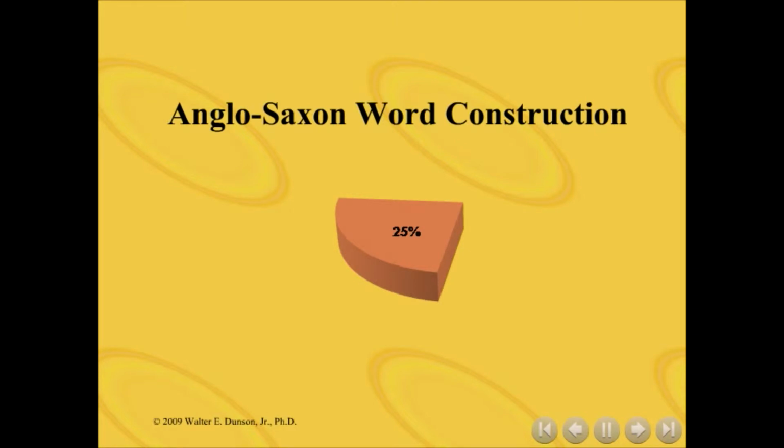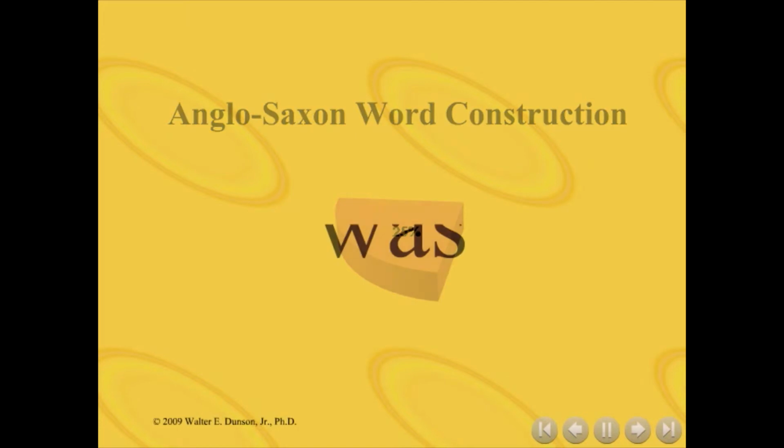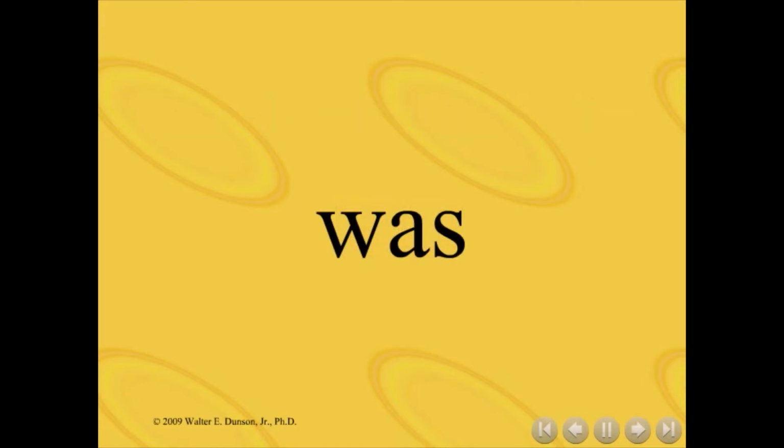Anglo-Saxon word construction lays the foundation for reading skills in the English code. This sequence is a classic example. Please note that it ends with a consonant, which means, by definition, that the syllable should be closed. This vowel should be short. The A should say a. This sequence should say was. But you and I know that it says was.